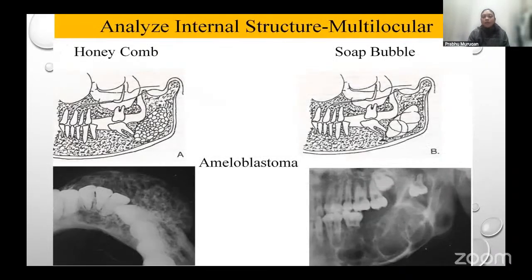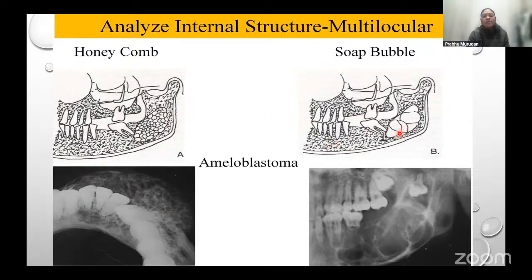Okay, so when it comes to analyzing the internal structure, like I told you, in case of multilocular lesions, there are three main important variants, I can say. First is the honeycomb appearance, second is the soap bubble appearance, third is the tennis racket appearance, and there's one other also, the wispy pattern. Honeycomb appearance means everything will be the same, multiple locules all of the same size.